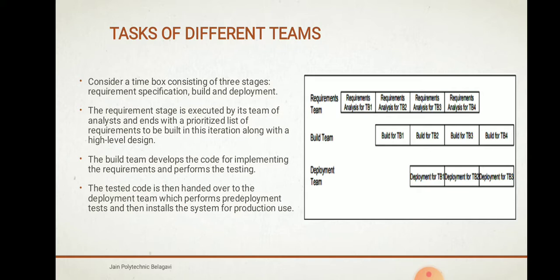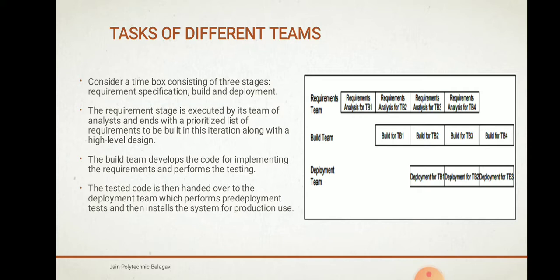Now the build team also will continue. Now you can see the difference. The build for TB1 will start while requirement analysis for TB2 is going on. Why? Because the requirement analysis for TB1 is already done. So after the requirement analysis is done, we build for TB1. It is the same for TB2: after requirement analysis for TB2, at the same phase we are building TB1, and after that we build TB2.